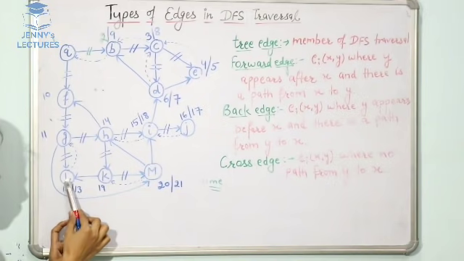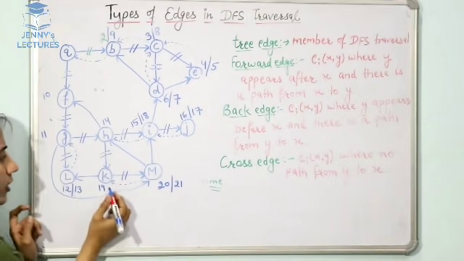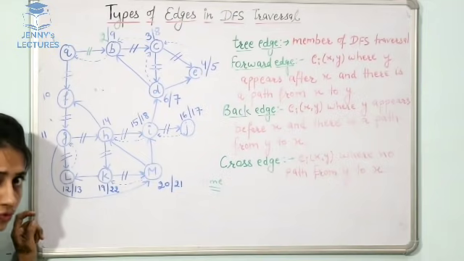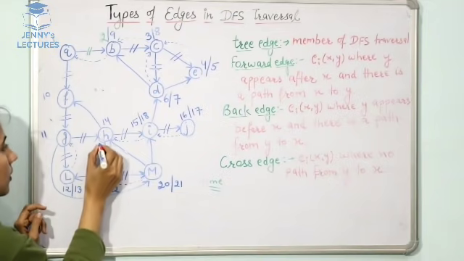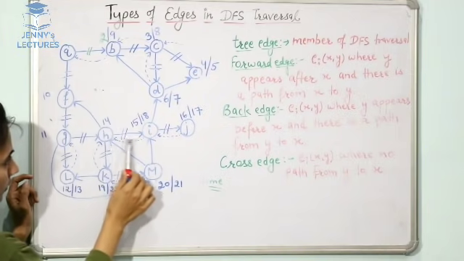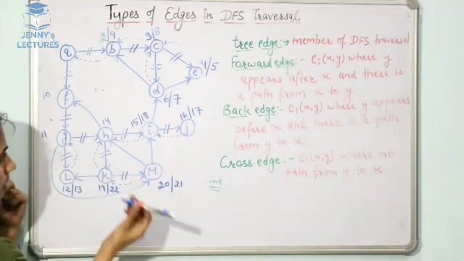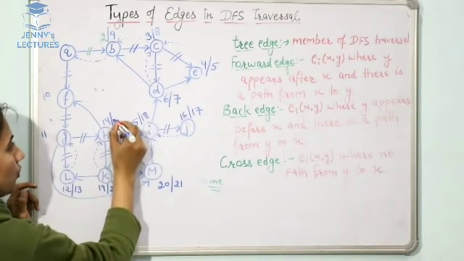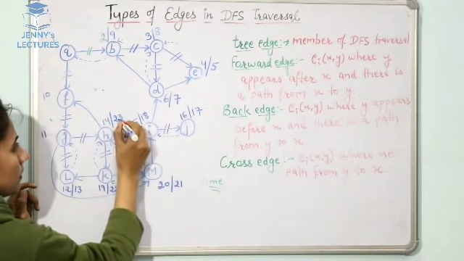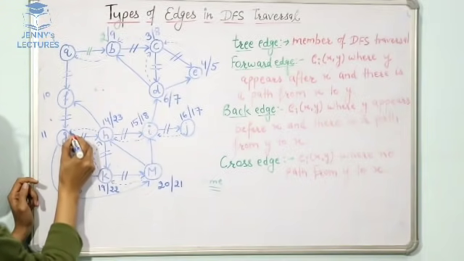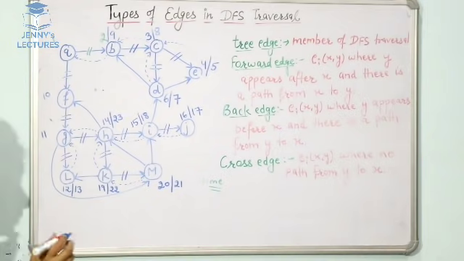Fine. Now from K, can you go anywhere else? No, we cannot go to L. This has already been visited. So the finishing time of K would be 22, and we have to backtrack. Now from H, can you go anywhere else? No, we cannot go anywhere else. So the finishing time of H would be 23. We have to backtrack. We will go to G after backtracking.